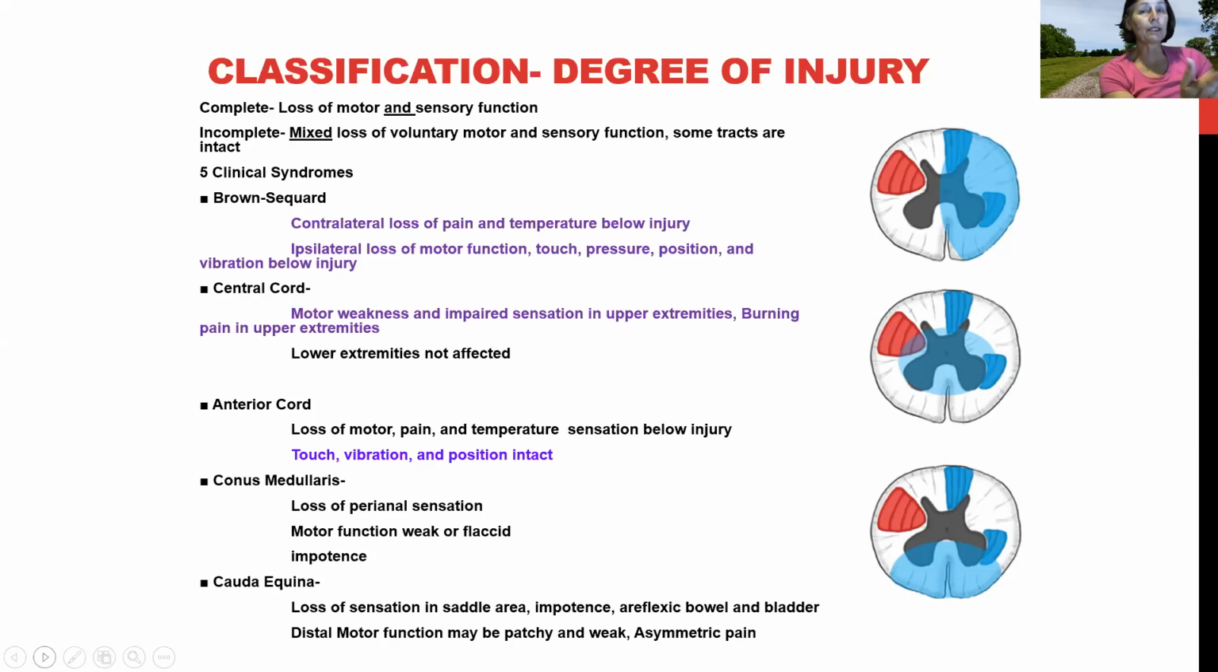Contralateral means the opposite side. Ipsilateral means the same side. This is an incomplete spinal cord injury. So when it says contralateral, it means on the opposite side of the injury. If it says ipsilateral, it means on the same side of the injury.